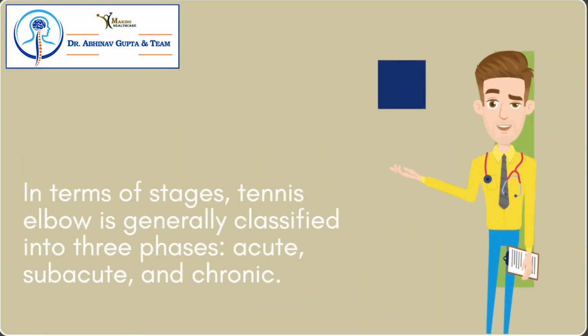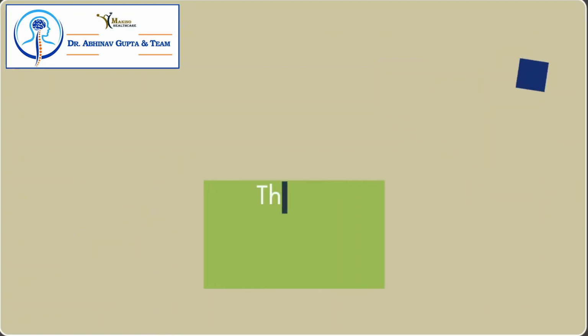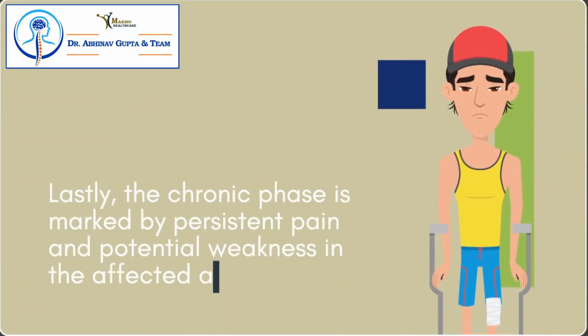In terms of stages, tennis elbow is generally classified into three phases: acute, subacute, and chronic. The acute phase is characterized by the initial onset of pain and inflammation. The subacute phase involves ongoing pain and difficulty with certain movements. Lastly, the chronic phase is marked by persistent pain and potential weakness in the affected arm.